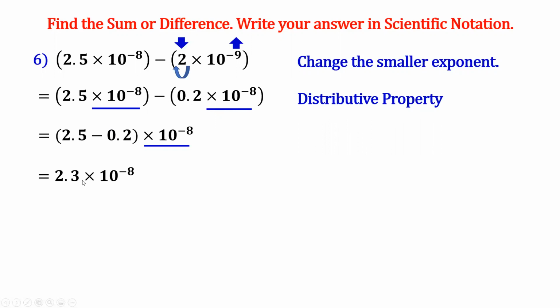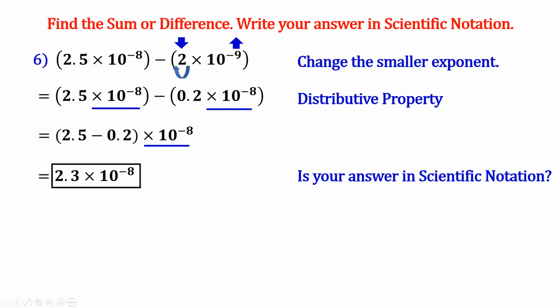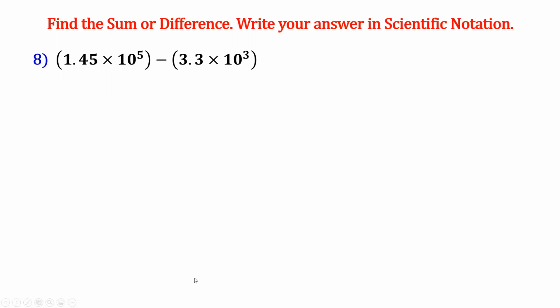And once again, before you box your answer, check: is it in scientific notation? Yes, 2.3 is between 1 and 10. So we can box an answer and we're all done. Now let's look at number 8.